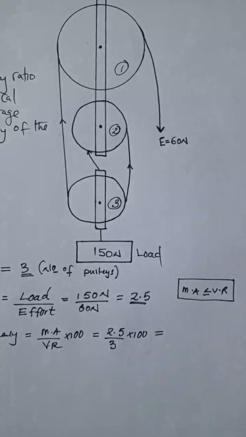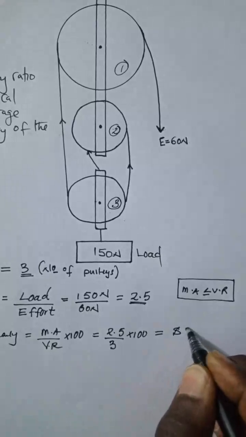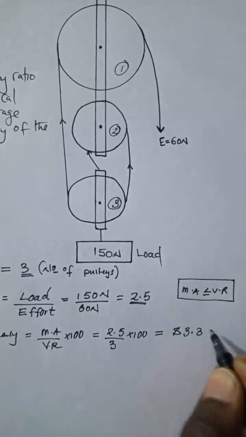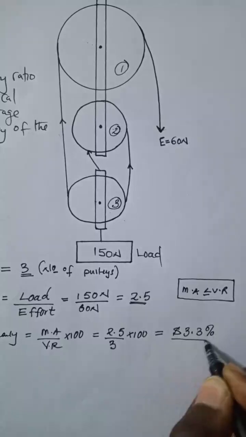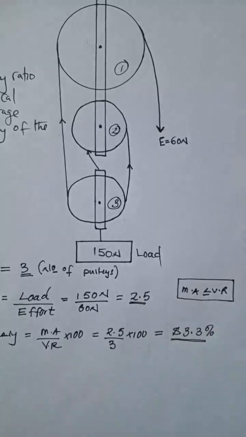I'm getting 83.3333. In physics, in most cases when they haven't told you how many decimal places, leave it to one decimal place. So we have 83.3%. Now, sometimes they can ask you, where has the other 16.7% gone?